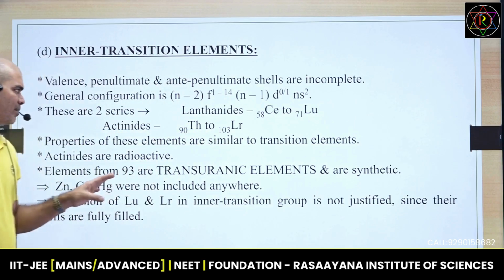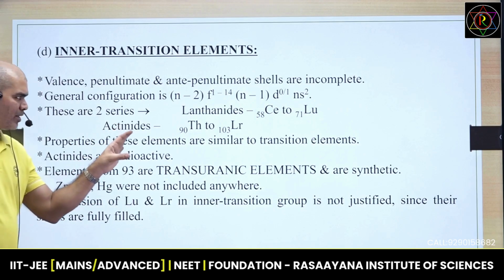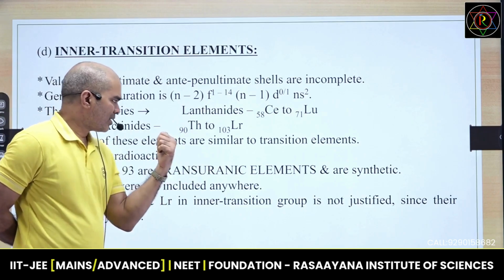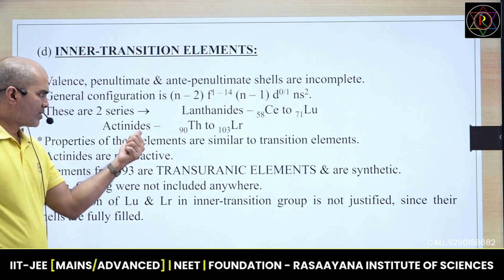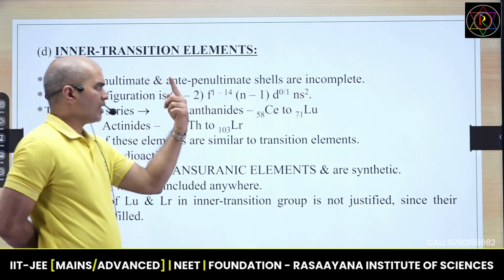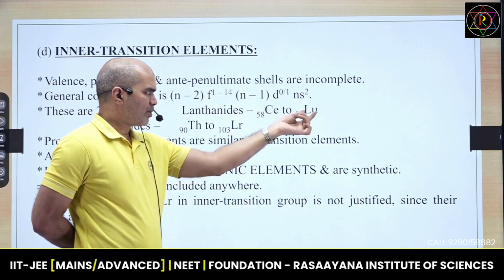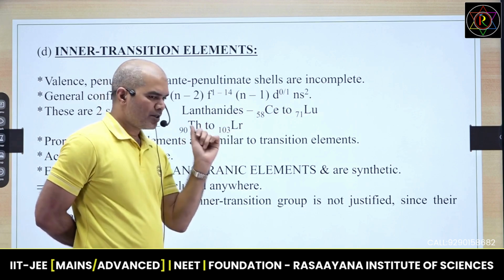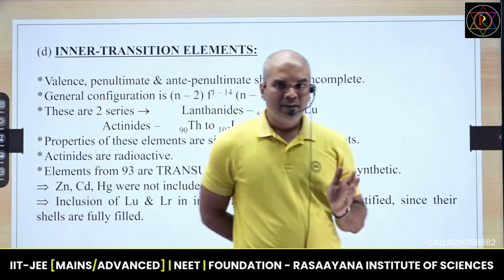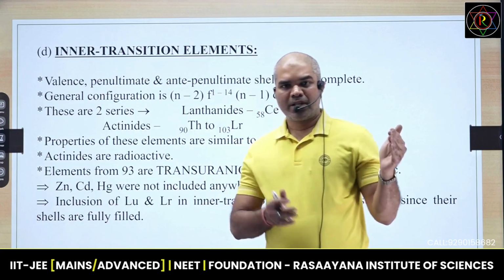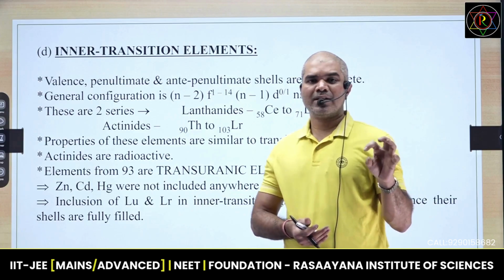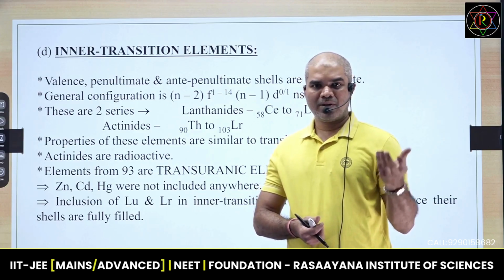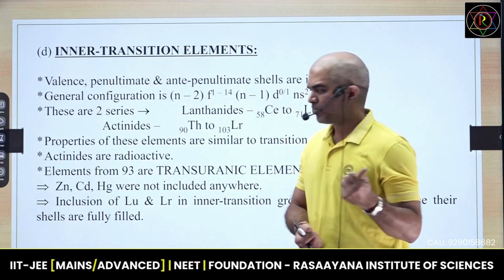Let us check. There are two series of it. One is called lanthanides or lanthanoids, the other actinides or actinoids. Lanthanides, as we saw in the beginning class, begin from cerium to lutetium, and actinides begin from thorium to lawrencium. All actinides are radioactive, and from 93 they are called transuranic elements. All are synthetically prepared, man-made elements. They are prepared in the lab. They are not naturally available elements.